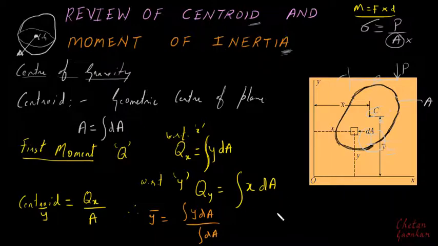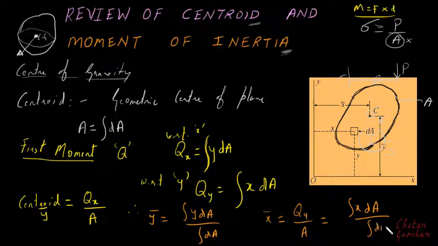Now if I want to similarly determine x bar, that is the centroidal distance with respect to the y-axis, then again it will be Qy by A, which can be further written as integral of x dA divided by integral of dA. And then if I know the function of the surface of this area, I can substitute it here and find the values of x bar and y bar.